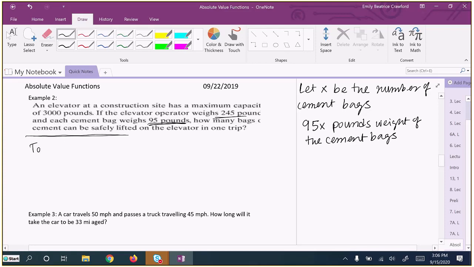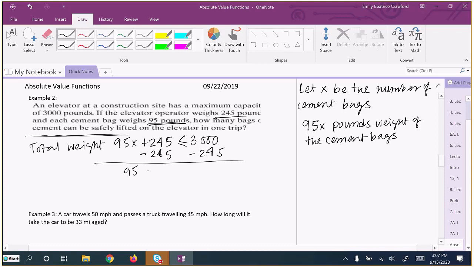So the total weight in this problem should be the weight of the cement bags plus the weight of the elevator operator. And that cannot cross the maximum weight limit. So it should be less than or equal to 3,000 pounds. And then you solve this inequality. So you subtract 245 from both sides first. That gives you 95x less than or equal to 2755. And then I divide both sides by 95.